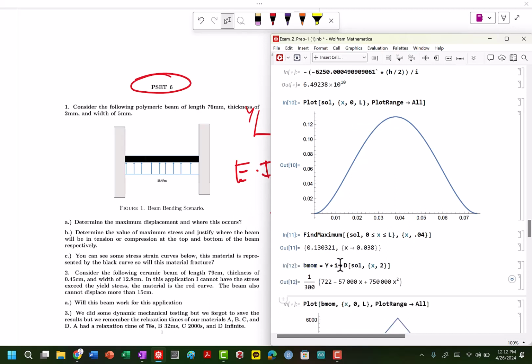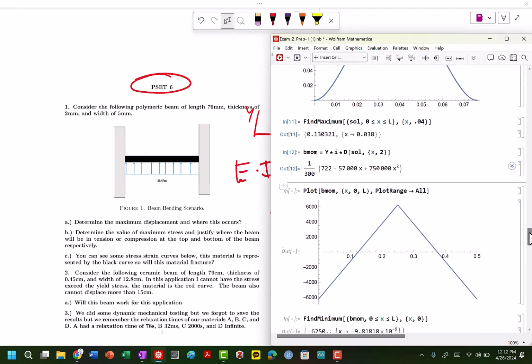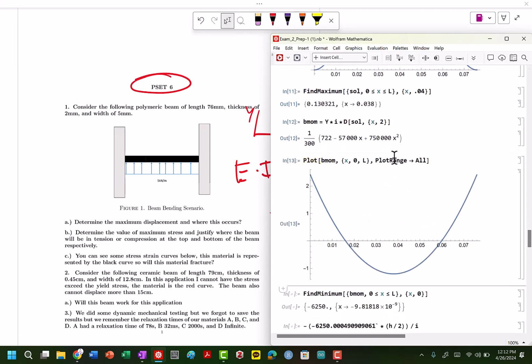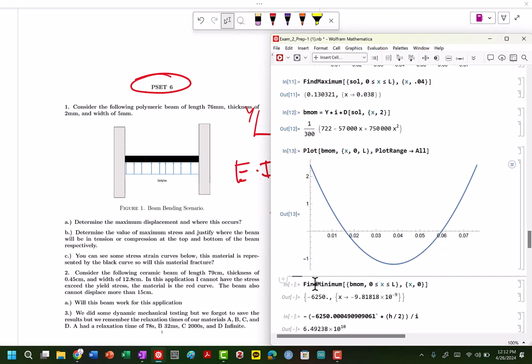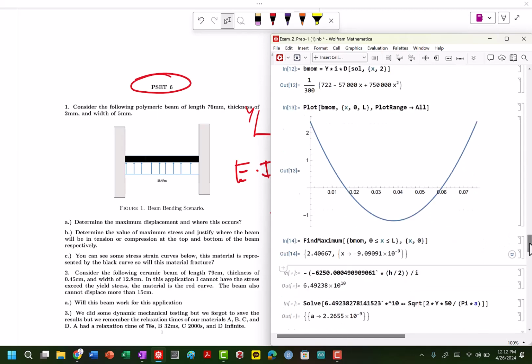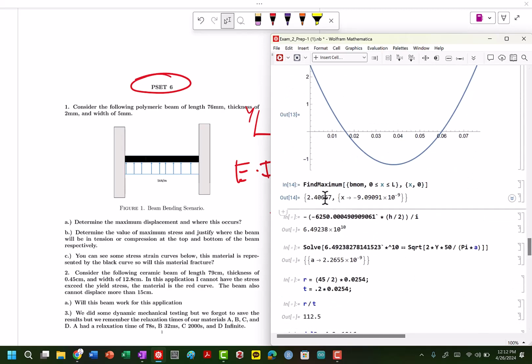Determine the value of maximum stress. So remember, for stress, we need to relate that to our moment of inertia, which is that second derivative. We're going to find the maximum again, because our stress is going to be maximized where our bending moment is maximized. So we can take this value here and plug it in as our equation for stress, remember, is minus bending moment, H over 2 is just basically our Y over I.